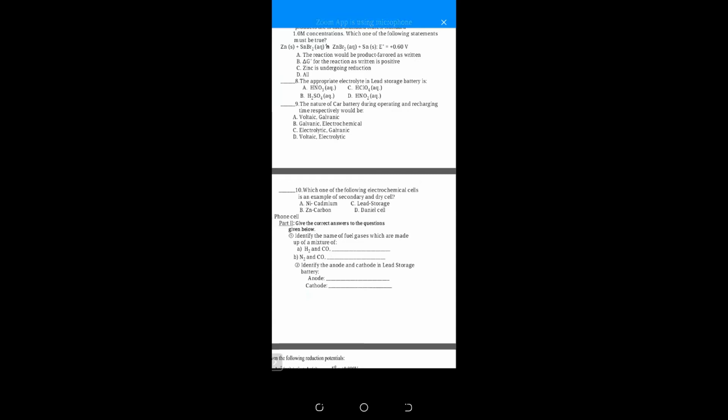What does operate mean? When it produces electricity. In this case, it will be a voltaic or galvanic cell, because a voltaic or galvanic cell can convert chemical reaction to electrical energy. So operating time means it is a galvanic or voltaic cell. What about during recharging? With a car battery, it is taken to a garage and charged, isn't it?